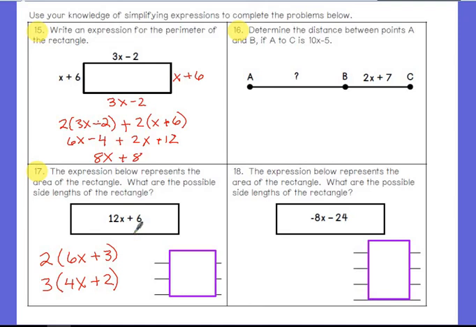And I believe there is one more. I did 2, I did 3, I could have taken a whole 6 out. 6 times what's going to give me 12x? That would be 2x. 6 times what gives me a positive 6? Well, 6 times a positive 1 is going to give me that. So that could be another option for the side lengths. 3 different options there.